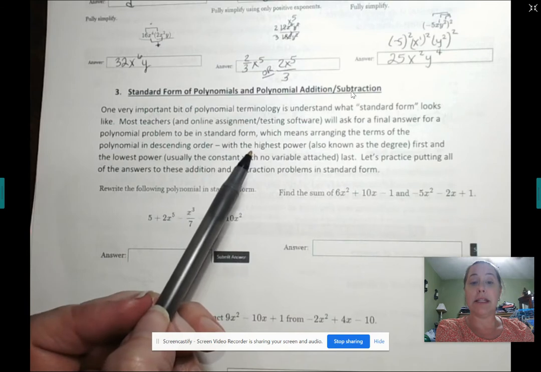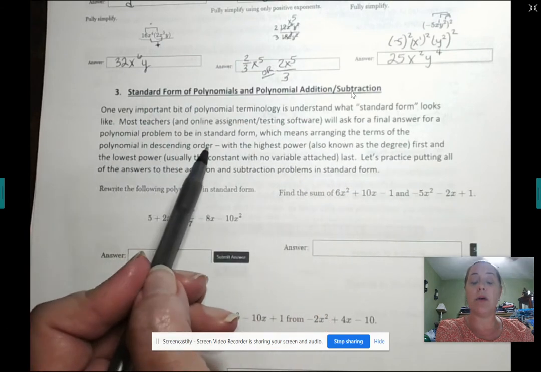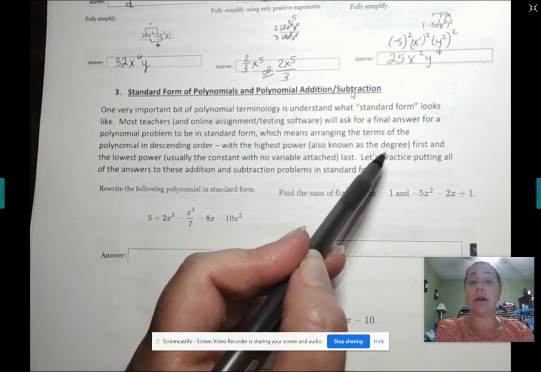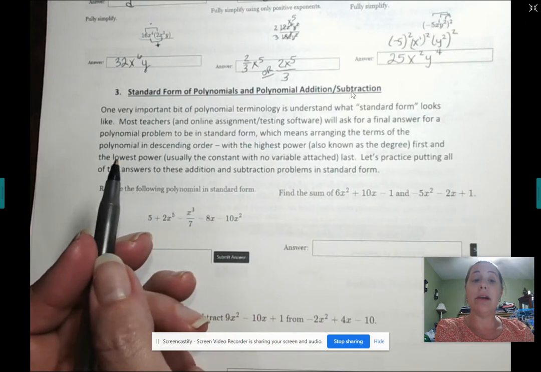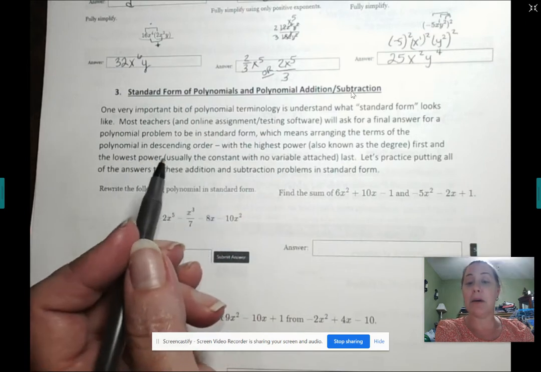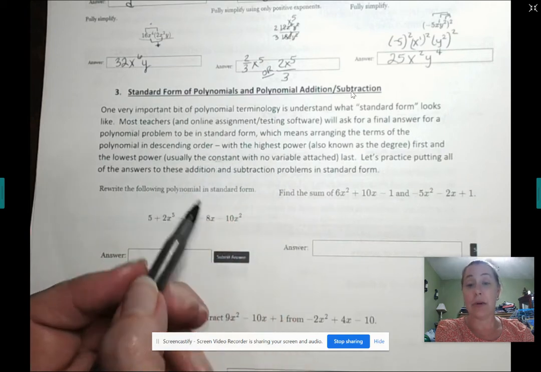Most answers we want written in standard form, which means arranging the terms of the polynomial in descending order. The highest power, which is also called the degree of that polynomial, should be written first, and you will rearrange the terms to go from highest power down to lowest power. Lowest power usually is a constant that doesn't have a variable at all.